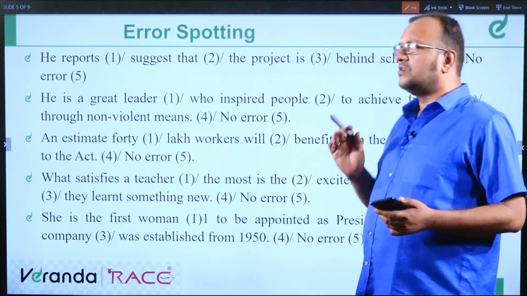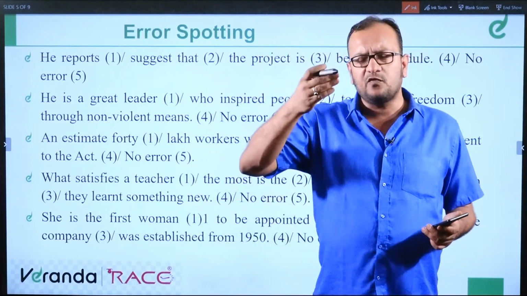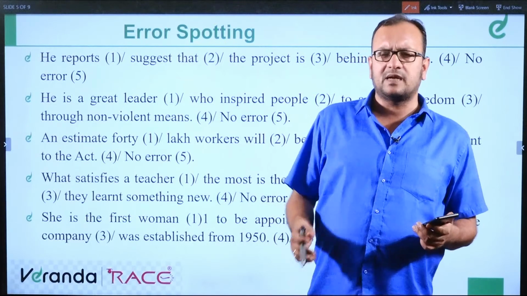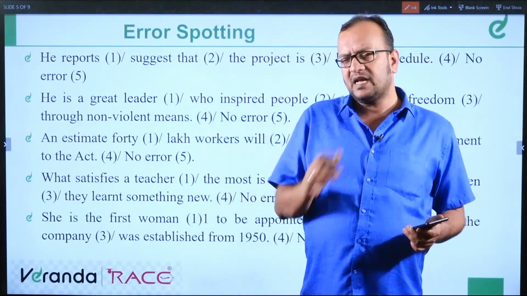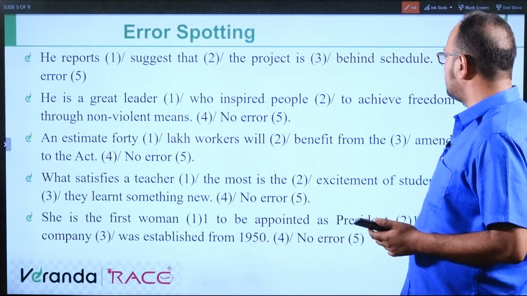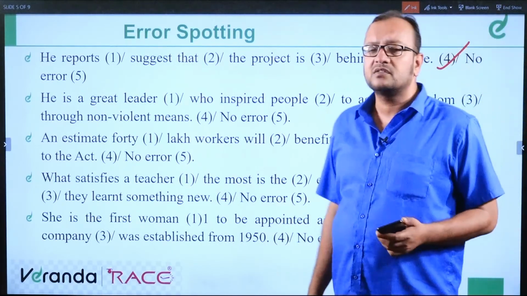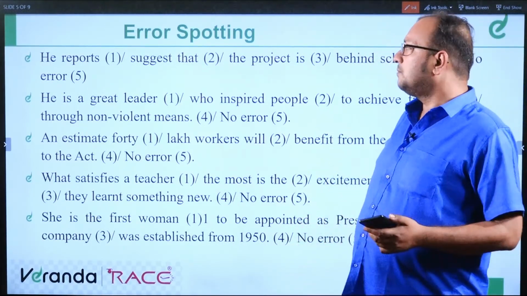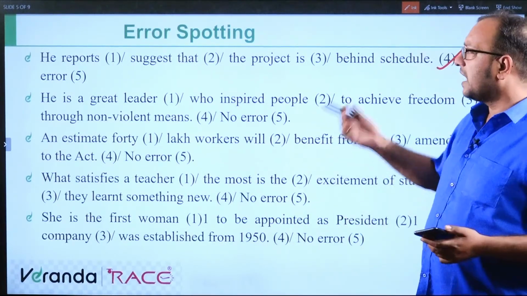So what is the meaning of schedule? Schedule means the routine, right? The listing of all the events that are going to take place. For example, if I make a schedule like that, behind time would be fine, I think. The report suggests that the project is behind time. I think there is no error in this question. Let's mark it as no error because there is actually no error. The report suggests that the project is behind schedule. Schedule means some routine which is behind that.